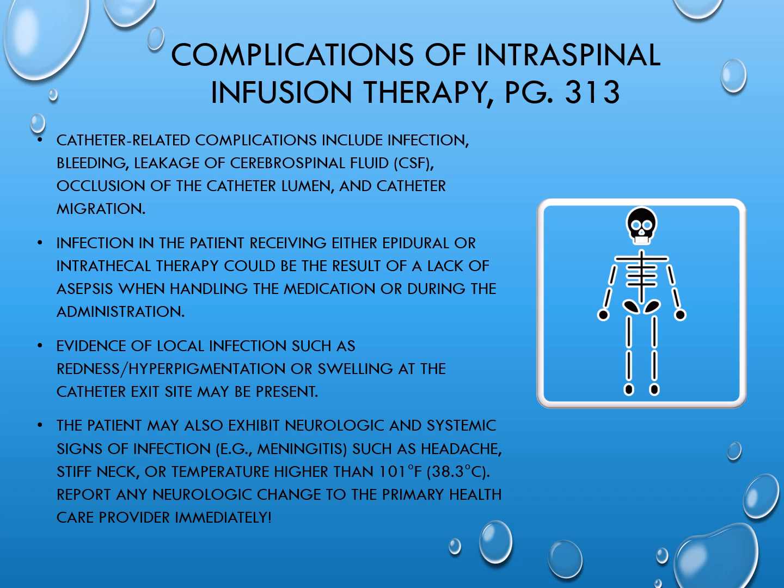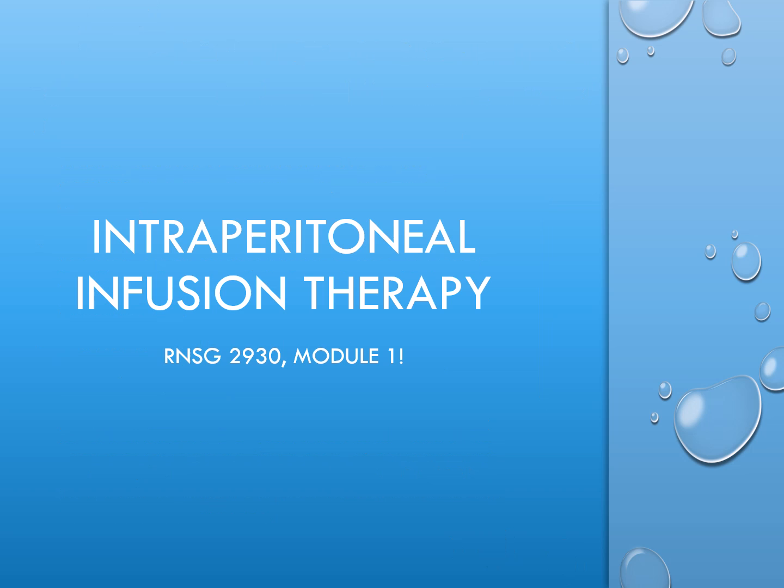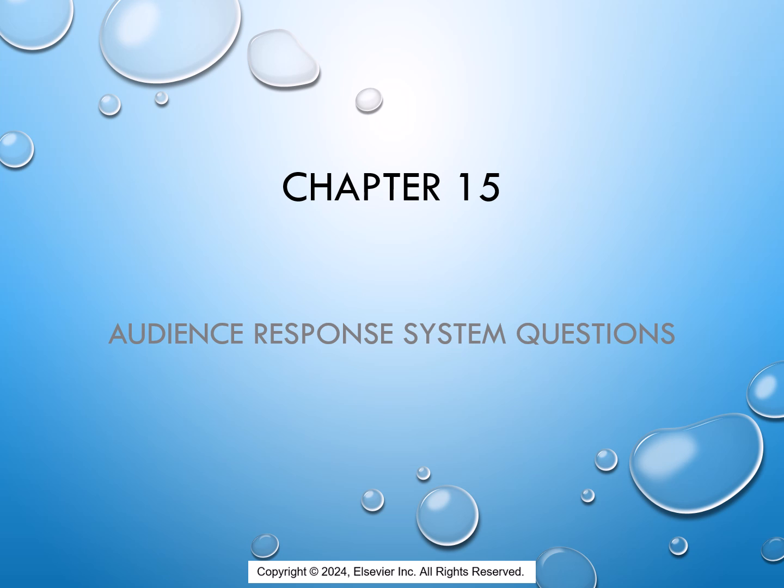Evidence of local infection, such as redness, hyperpigmentation, or swelling at the catheter exit site, may be present. The patient may also exhibit neurologic and systemic signs of infection, such as a headache, stiff neck, or temperature higher than 101 degrees Fahrenheit. Report any neurologic change to the primary health care provider immediately. Intraperitoneal infusion therapy will be discussed in RNSG 2930.